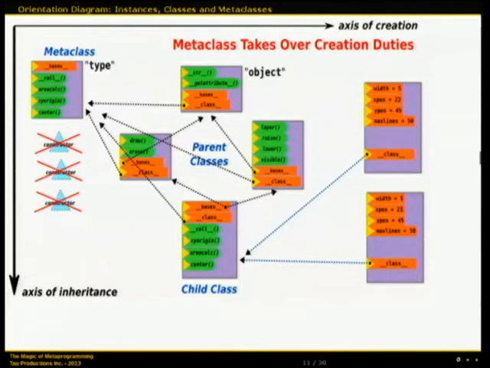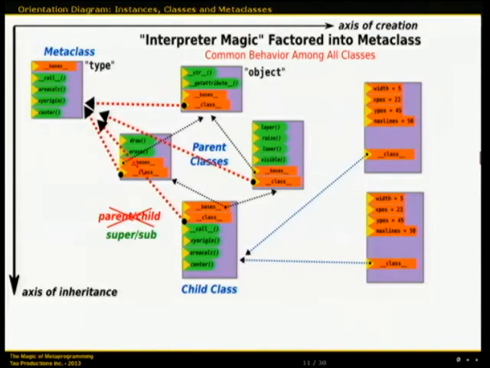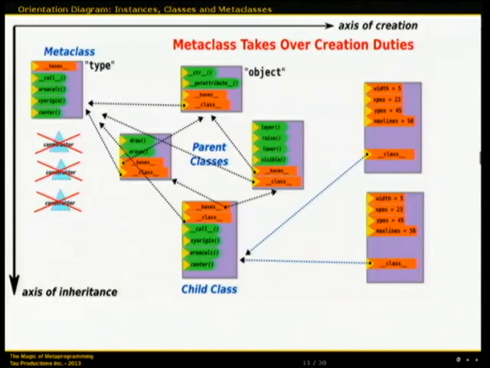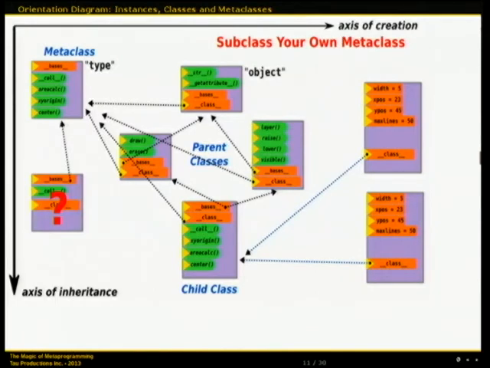And then someone said, so metaclasses took over the creation responsibilities for the classes. They basically construct those namespaces. So before, we had the creation function spread out, now we got them merged into the metaclass. And it was the type. And now you can subclass your own metaclass.